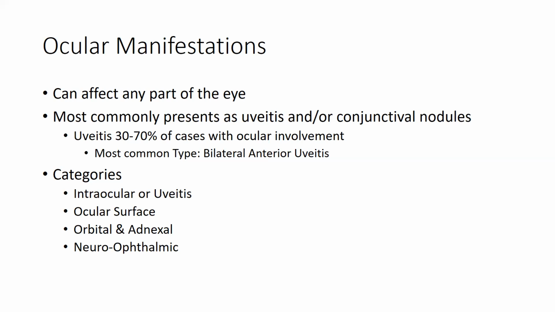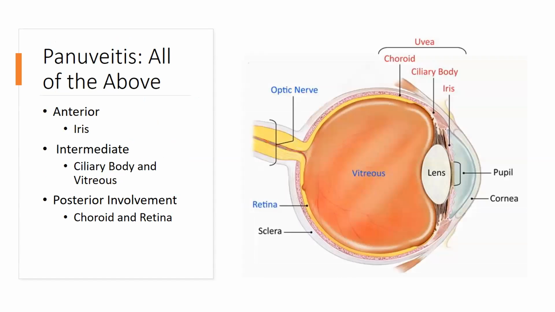Roughly 30 to 70% of cases will present with uveitis. The categories we're going to break this down into are intraocular sarcoidosis, ocular surface disease, orbital disease, adnexal disease, and we'll touch very briefly on neuro-ophthalmic disease. So it's kind of an initial throwaway.